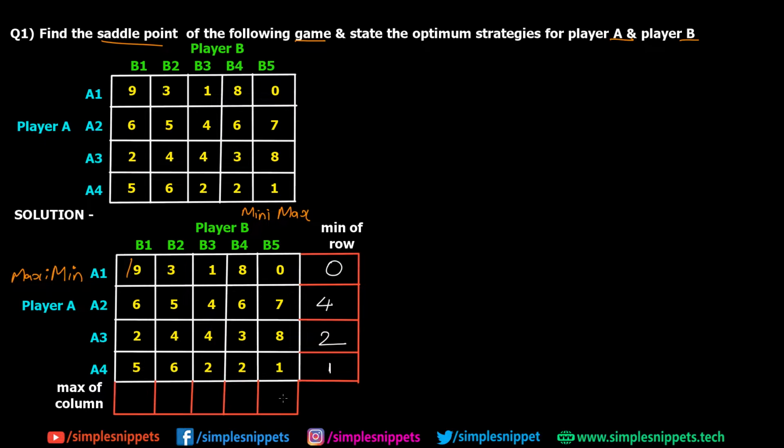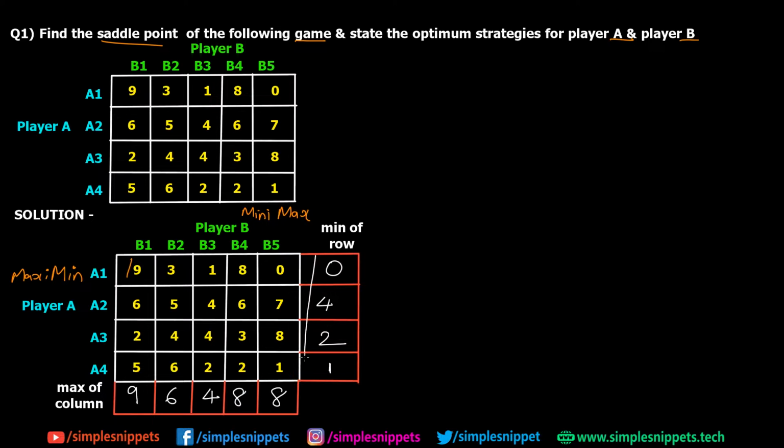Similarly, for the columns, we have to select the maximum values. So comparing this entire column, the maximum value is 9. Comparing this entire column, the maximum value is 6. Comparing this column, maximum is 4. Comparing this column, maximum is 8. And comparing the last one again, maximum is 8.